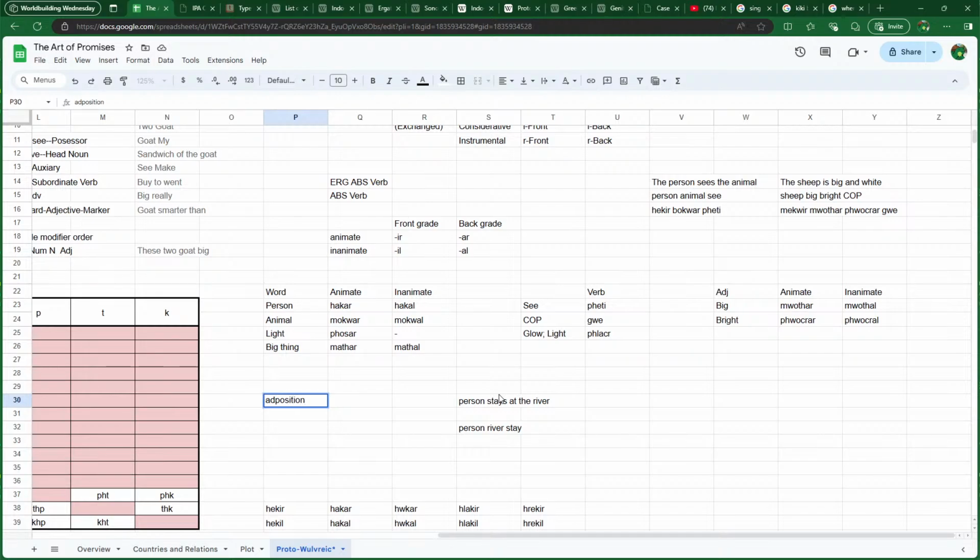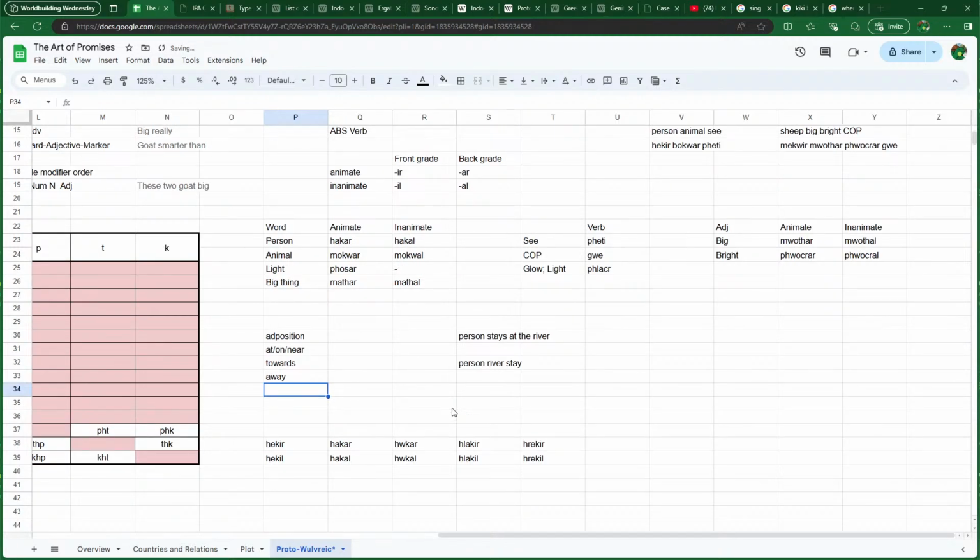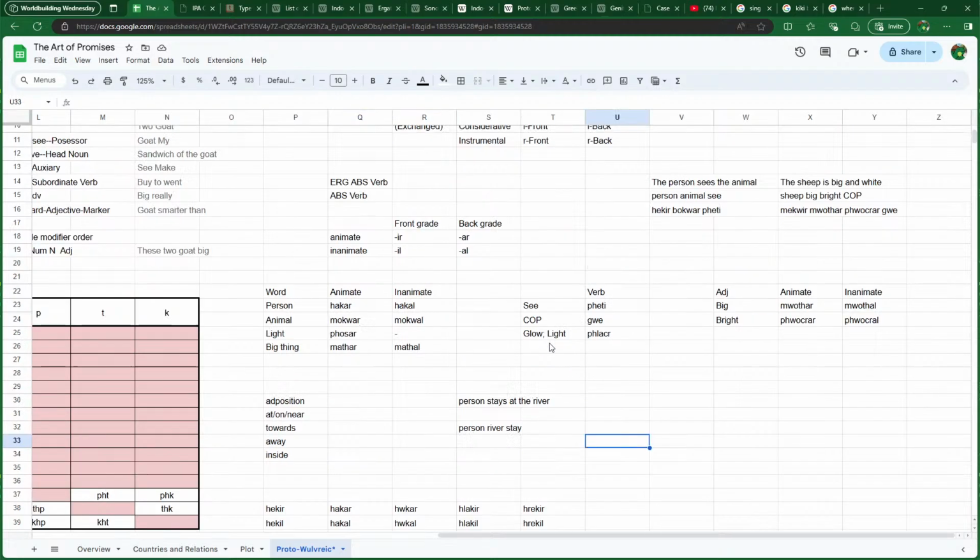So for adpositions, we will have at, on, near. Then we'll have towards, away, inside. So these are going to be verb derived.